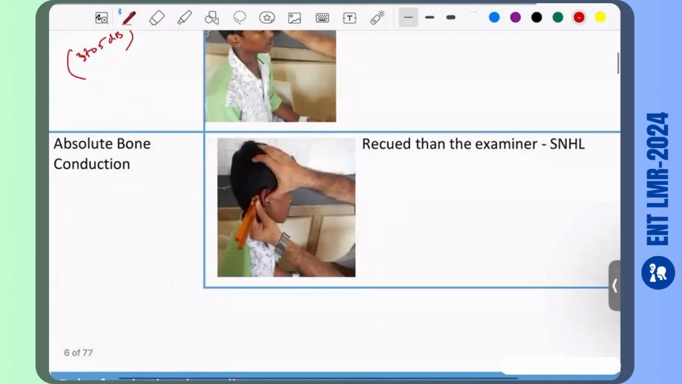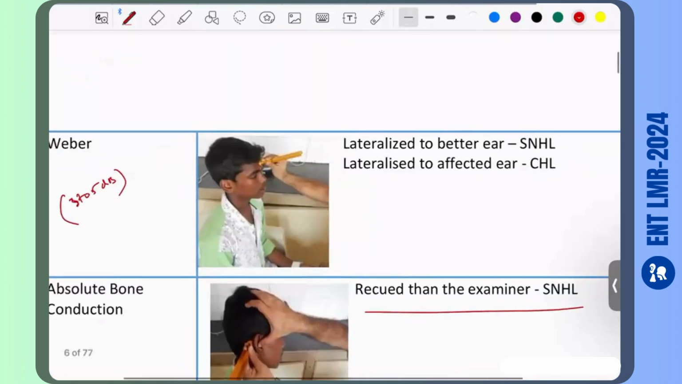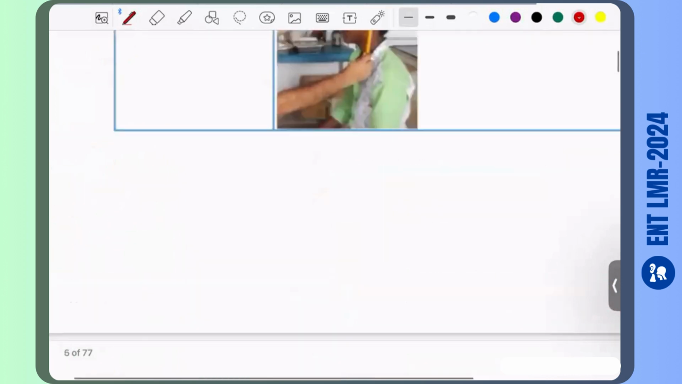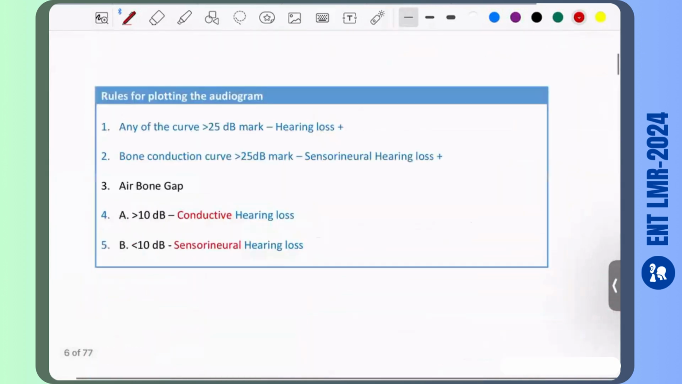Next test is the absolute bone conduction test. You keep it over the mastoid process of the patient. You ask the patient to raise their hand once they stop hearing. The patient will raise the hand. You also close the tragus and place it over the examiner's mastoid. If we still hear the sound even after the patient stops hearing, it means the patient's hearing is worse than the examiner's. So if reduced compared to the examiner, it is sensory neural hearing loss. So Weber's test can be done for both conductive loss and sensory loss. Okay, ABC is only for sensory loss. Rinne is mainly for conductive loss.